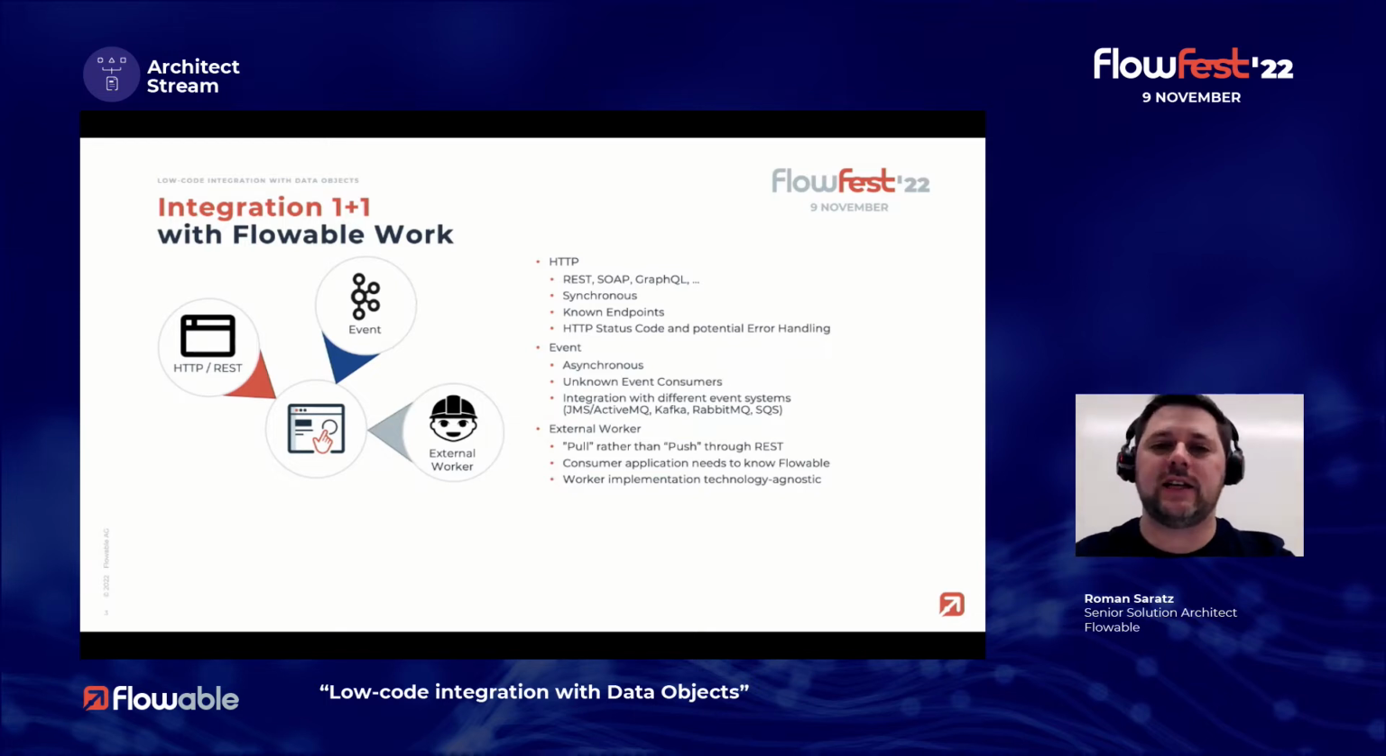Another pattern is the external worker. The external worker works rather in a pull way than a push way through REST. So that means that you can have an external system that connects to Flowable and asks Flowable if there is some work to be done. That means that the customer needs to know the API, but a huge advantage here is that it's completely technology agnostic. So you can use basically any programming language that you want or any system that you want. You just need to use the REST APIs of Flowable and then do the work somewhere else.